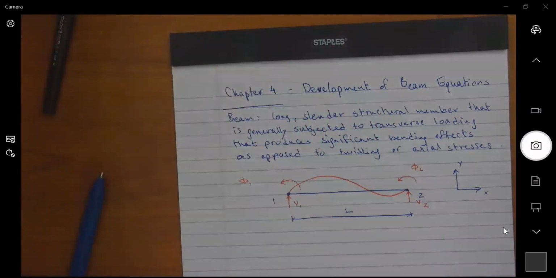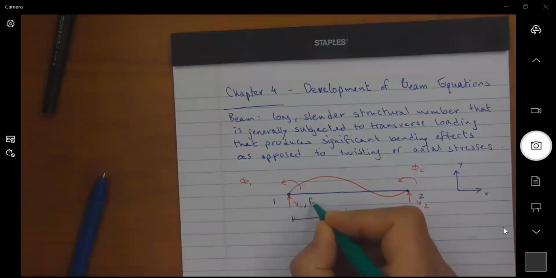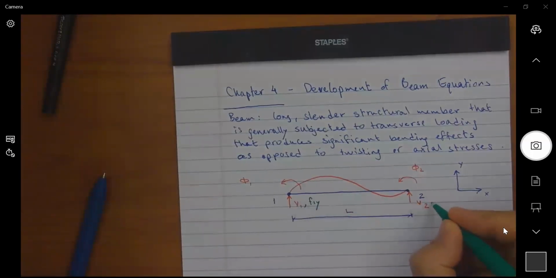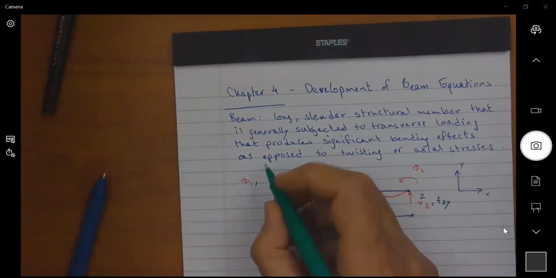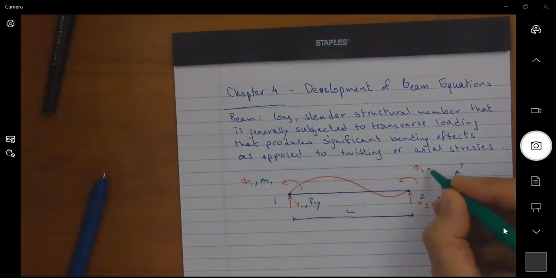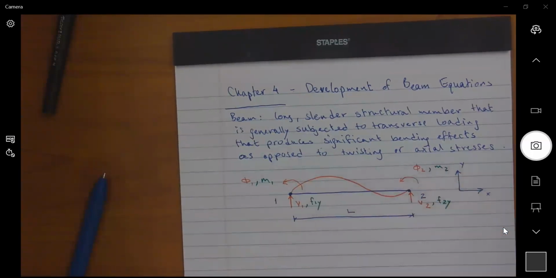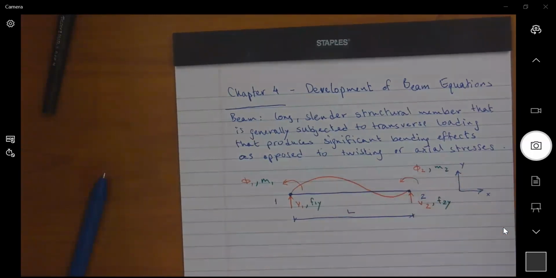Now, corresponding to these degrees of freedom, we are going to have nodal forces that we usually solve for, right? So with v1, I'm going to have F1y. With v2, I'm going to have F2y. With phi1, I'm going to have an M1. And corresponding to phi2, I'm going to have an M2.